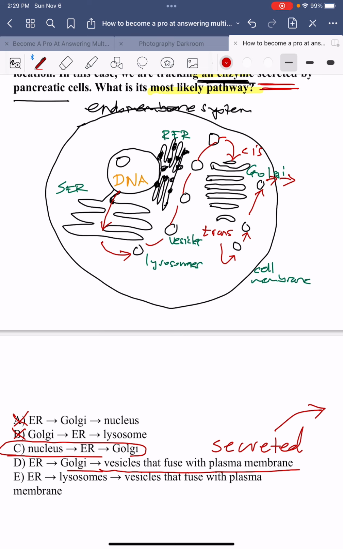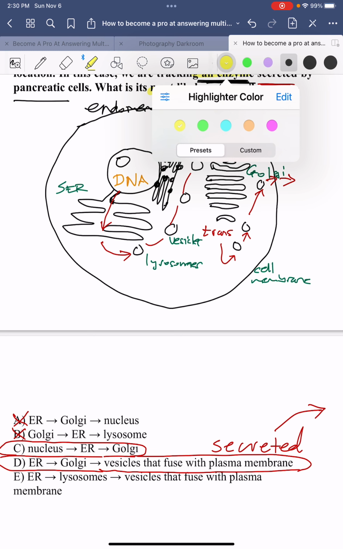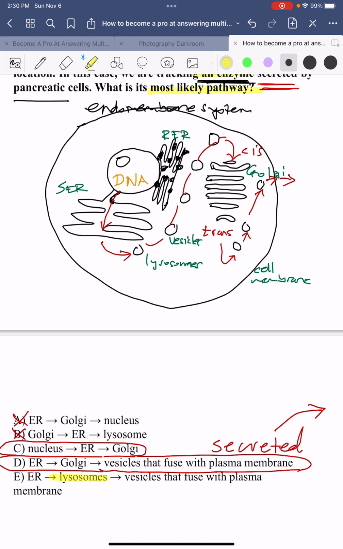So we could circle that one. Maybe it is this one. How about E? The ER, then there's an arrow to lysosomes, and then there's an arrow to vesicles that fuse with the plasma membrane. So basically the difference between D and E here is that the lysosome is given first here, but in D the Golgi is given first.